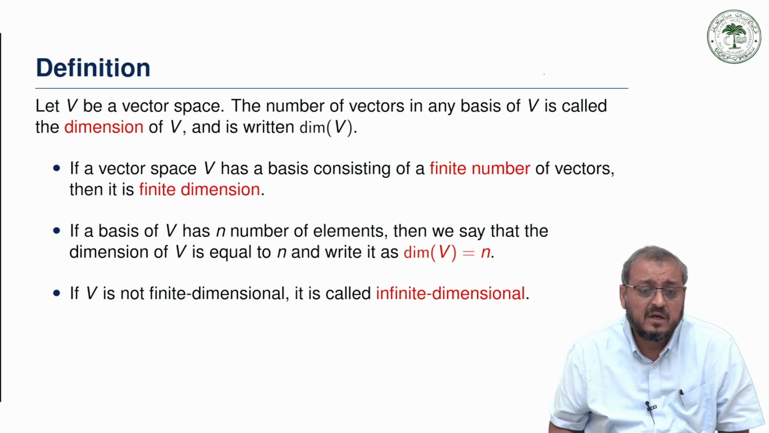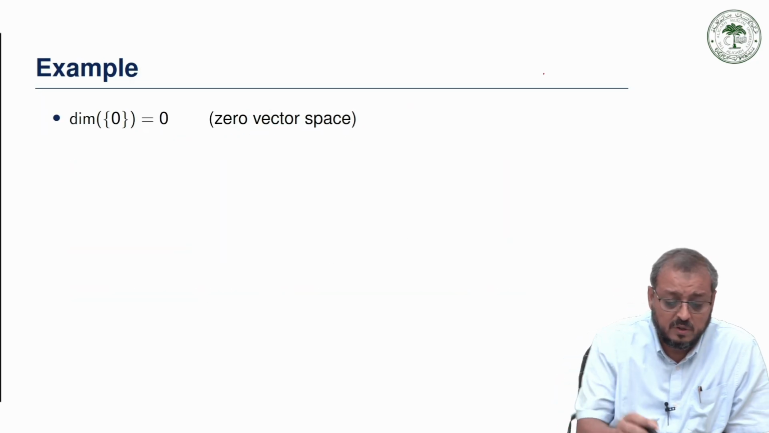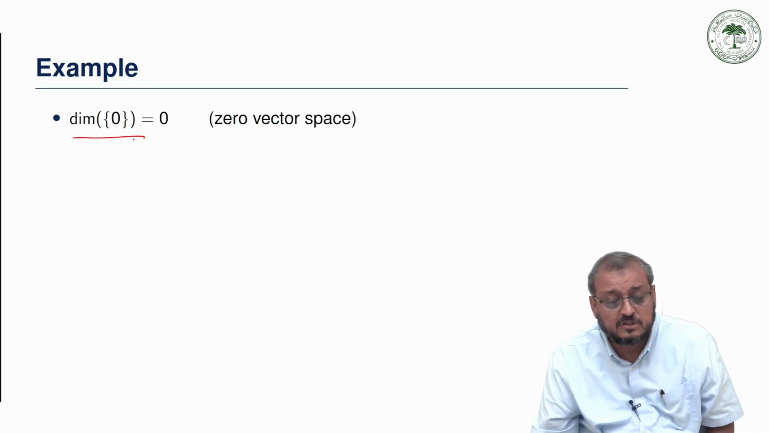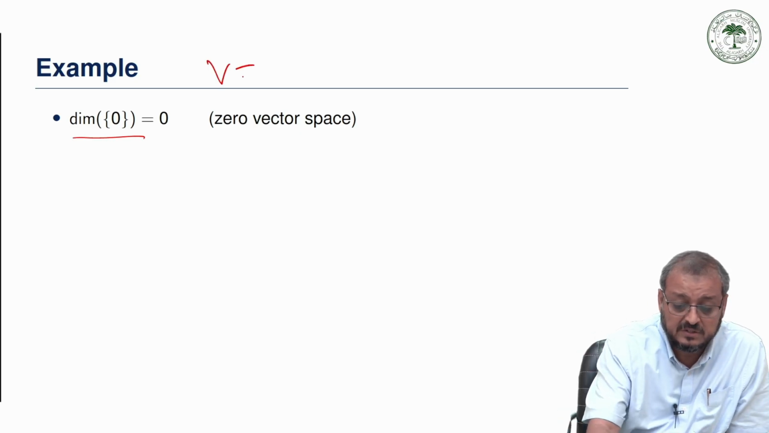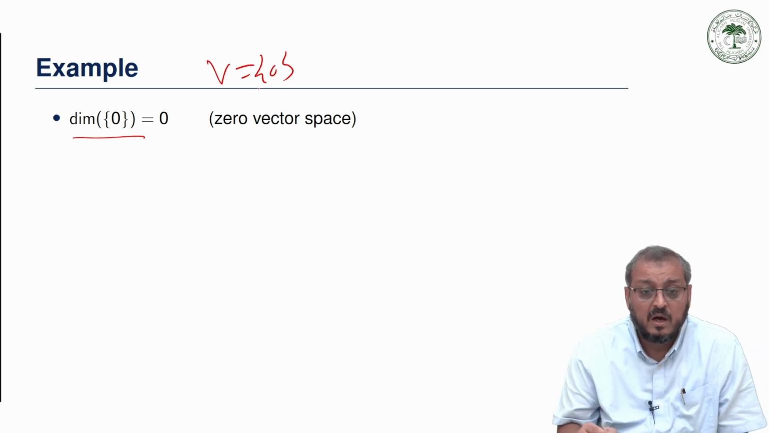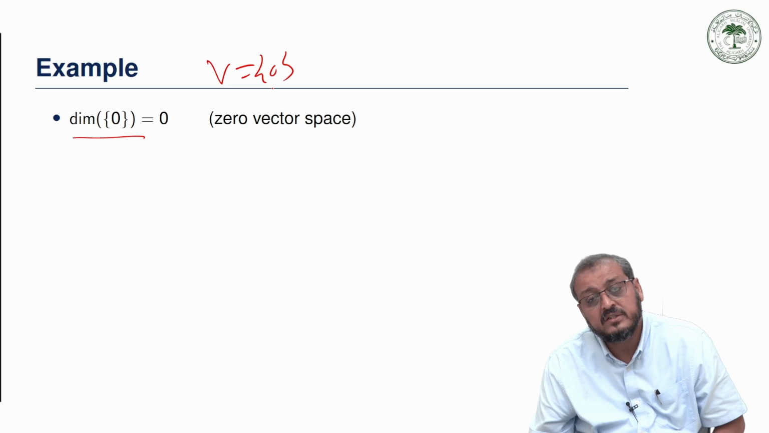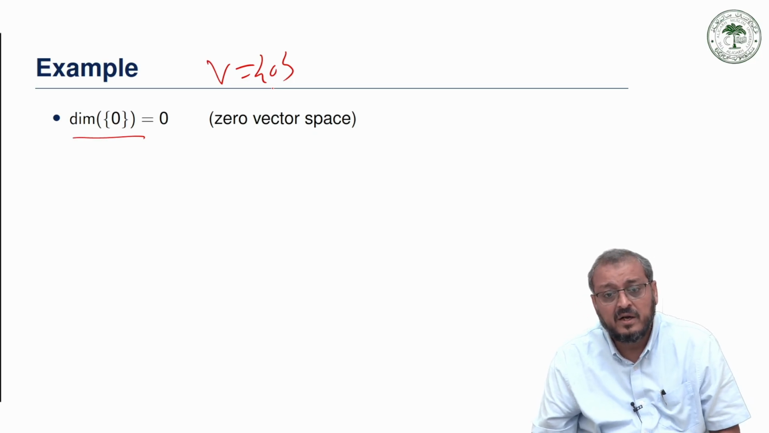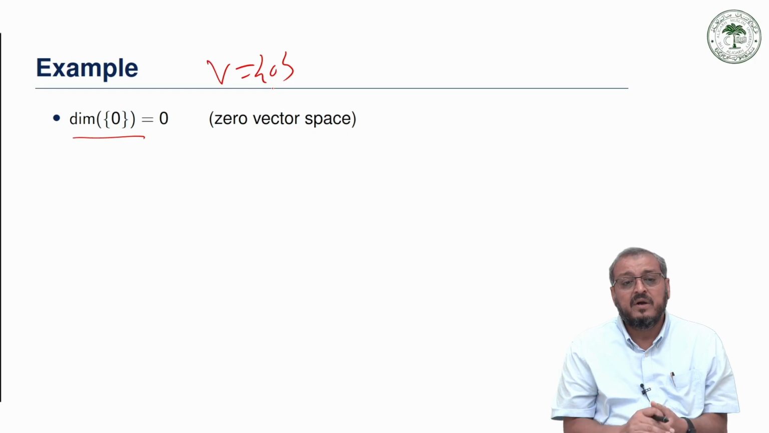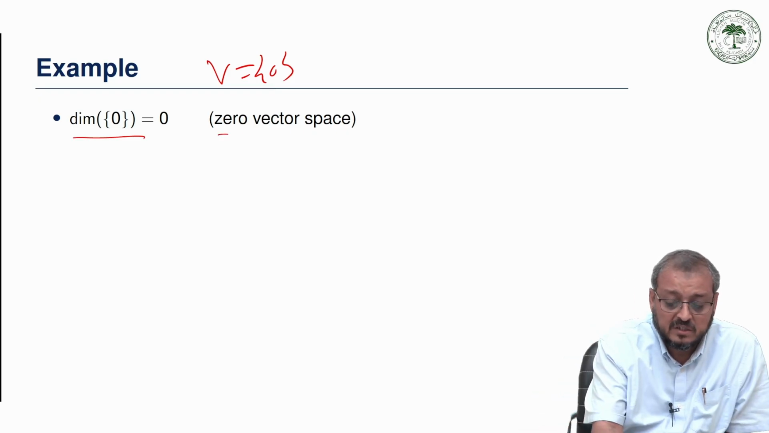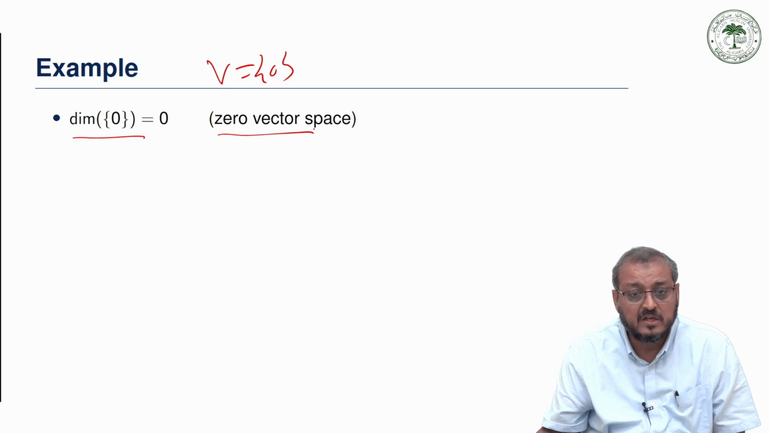If it is not finite dimensional, then we call it an infinite dimensional vector space. For example, take the zero vector space, in which we have only the element 0. Clearly this set is linearly dependent, and its basis has no element. If the basis has no element, then we can say that the dimension of the zero vector space is 0.